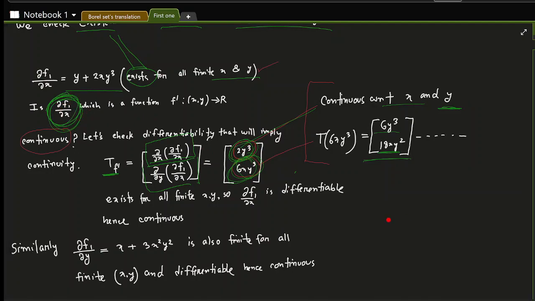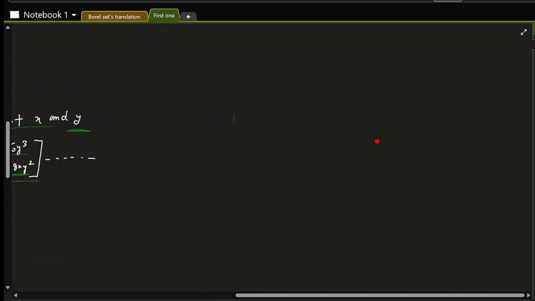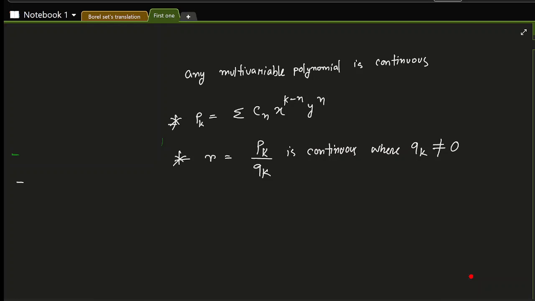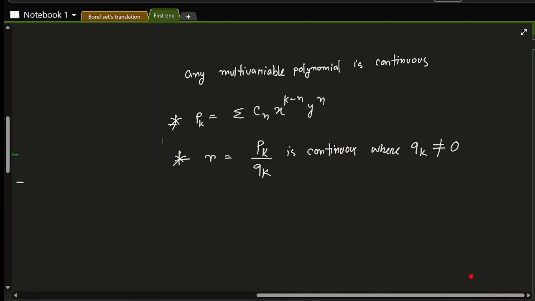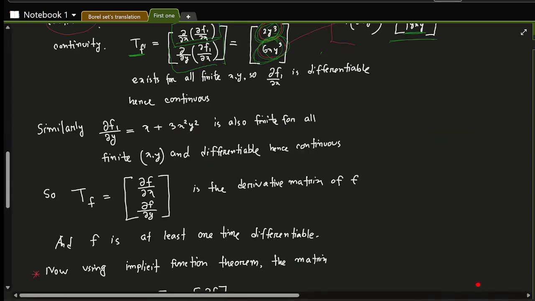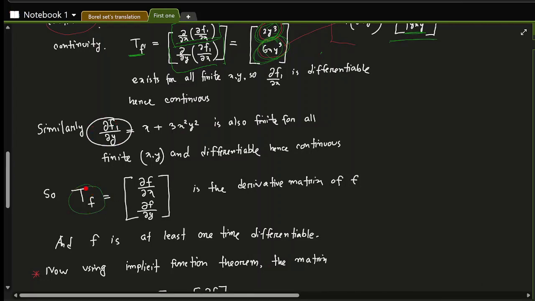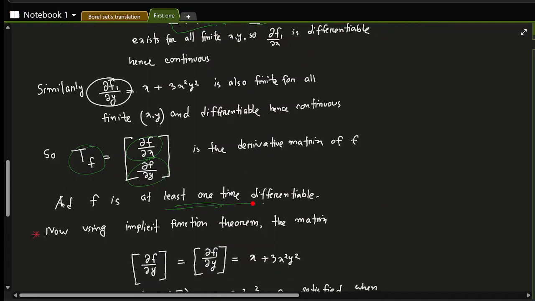But we have a better observation, which is a statement that we state without a proof. Once again, it is as follows: any multivariable polynomial is continuous. So this polynomial is continuous on the real space R square, and the ratio of two polynomials is also continuous at the points where the denominator is non-zero. Similarly, we can say that this also is continuous, hence the derivative matrix exists, as the partial derivative of the function is continuous, so the function is at least one time differentiable.